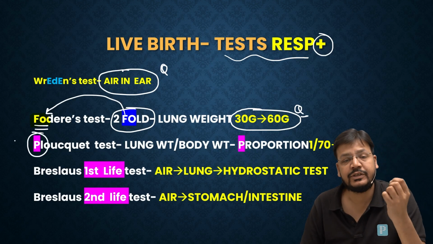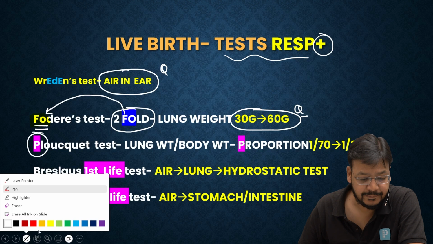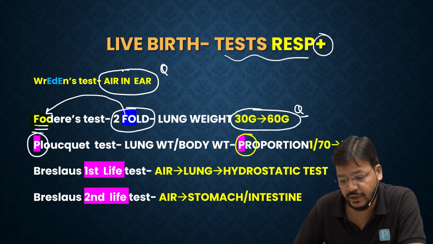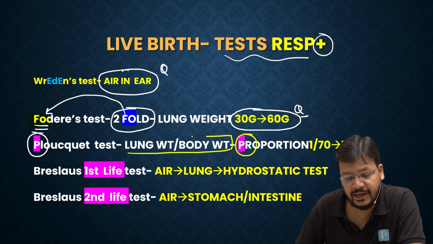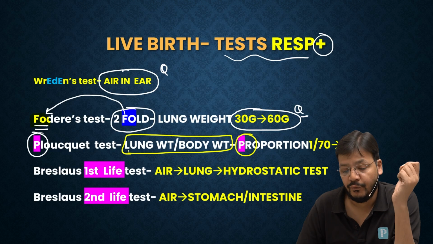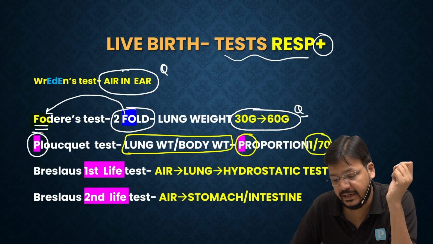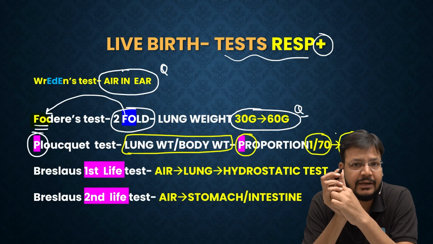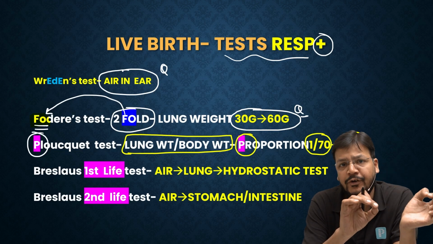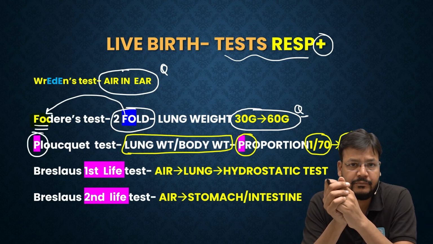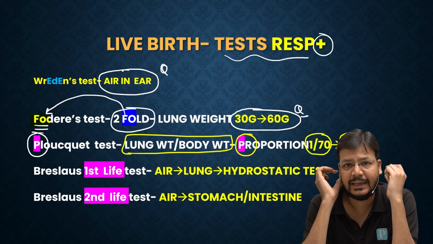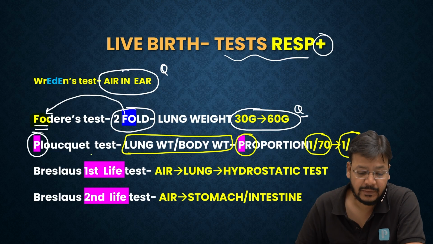Plouquet test, you just pick the P. Plouquet test is a test of the proportion of lung weight to body weight. Without respiration, it is 1 by 70. After respiration, it becomes 1 by 35. P for Plouquet, P for proportion. Twofold Fodere test, air in ear is Wreden test.